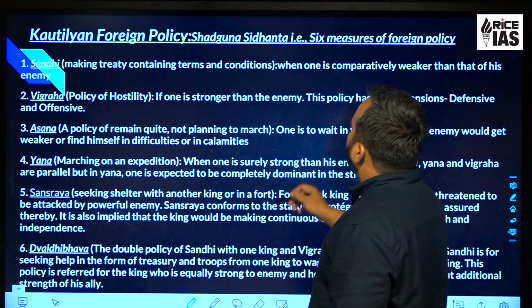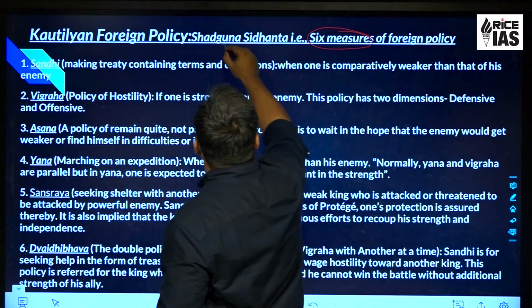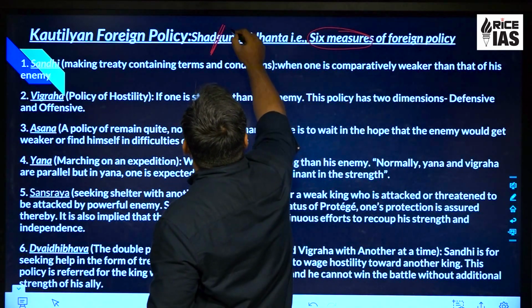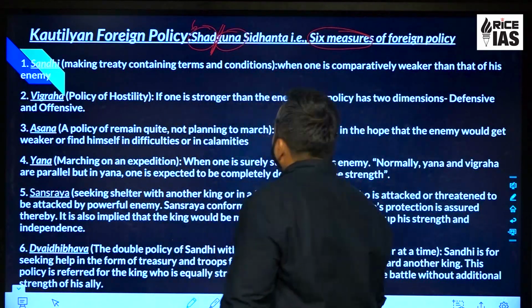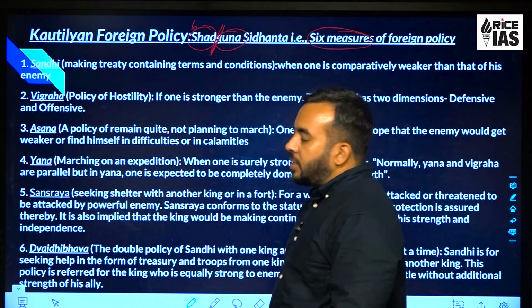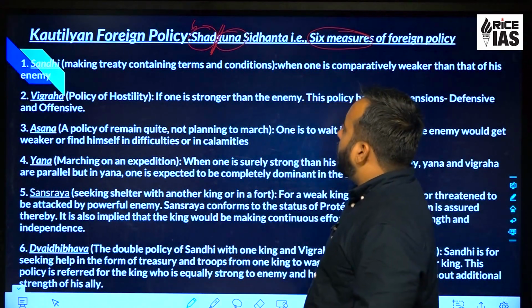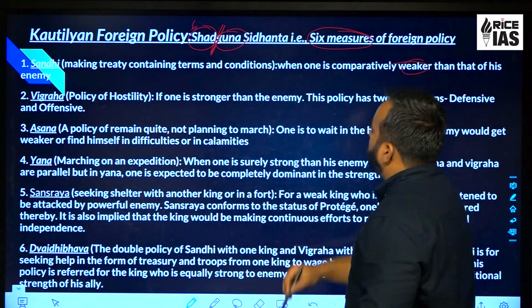His foreign policy is marked by the 6 measures. That is the Shadgun. Shadgun measures, Shad is 6. The 6 measures or the 6 qualities. Sandhi. Sandhi is peace treaty. When you are weak, make peace.